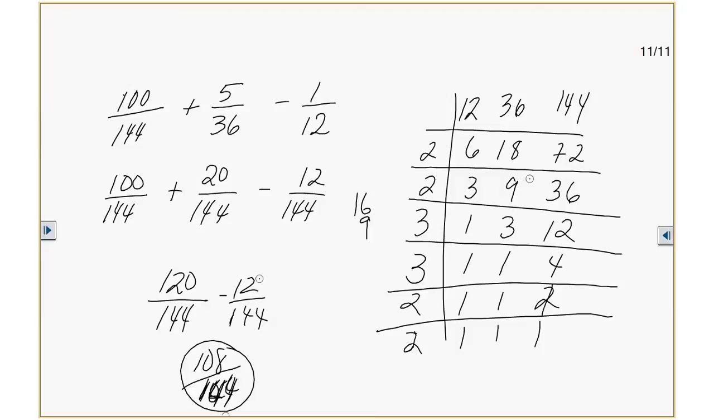I guarantee you, there's somebody in this room that did this problem and they're freaking out because they can do fractions and not use a calculator. Yeah, you can reduce it, that's fine. 54 over 72 and then reduce that on down. The whole point is that you can do fractions. Now that's adding and subtracting fractions.